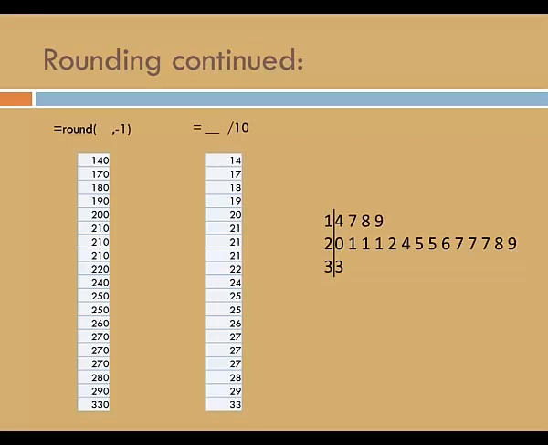The leaves for 1 are 4, 7, 8, and 9. The leaves for the stem 2 are numerous. I won't read those out to you. And the leaf for the stem 3 is the digit 3. The key tells us that to recreate the data, we combine the stem and the leaf and multiply by 10.